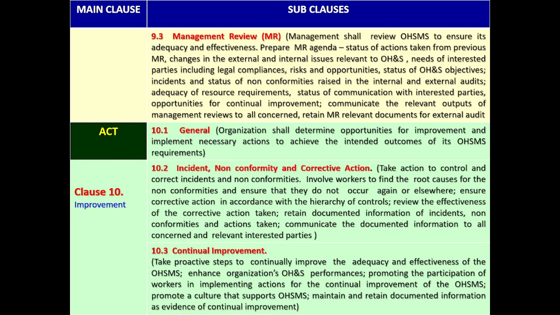9.3 is about conducting management review meetings. Management shall review occupational safety management to ensure its adequacy and effectiveness. Prepare MR agenda, status of actions taken from previous MR meetings, changes in the external and internal issues relevant to occupational safety, needs of interested parties including legal compliance, risk and opportunities, status of occupational safety objective, incidents and status of non-conformities, results of the internal audit and external audit, adequacy of resource requirements, status of communication with the interested parties, opportunities for continual improvement, communicate the relevant outputs of management reviews to all concerned, retain MR relevant documents for external audit.